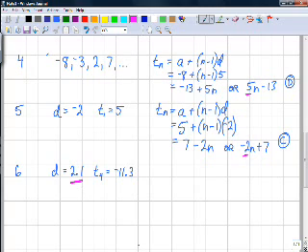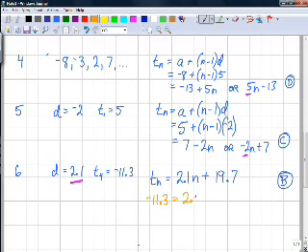Number 5. D is negative 2. Well, they're not showing us the sequence. They're just telling us about it. That's enough for us to do the same as we just did with the previous question. A is the same as T1. 5 is the first term. Don't know the number of terms. We do know the difference is negative 2. When we multiply through the brackets and simplify, it looks like 7 minus 2n, or negative 2n plus 7. Again, it doesn't matter. That's answer C on your sheet.